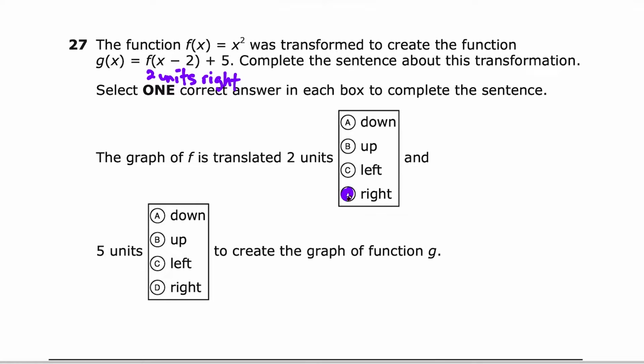But once again, we are replacing x with x minus 2, so that's going to send us 2 units to the right. And then next, the plus 5 on the outside is actually going to be going in the same direction. Okay, it's not that opposite idea. We're going to be going up 5 units as well. So the plus 5 away from the function sends us up 5. So we're going to be going 5 units up. So these would be the 2 correct answers.